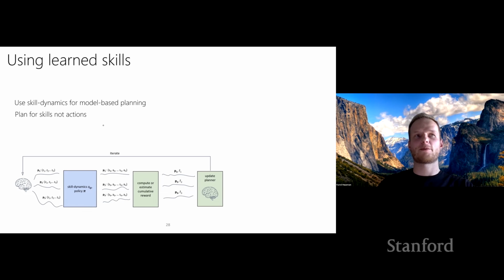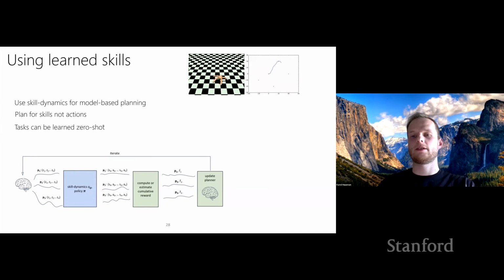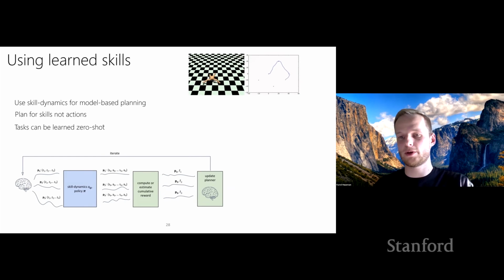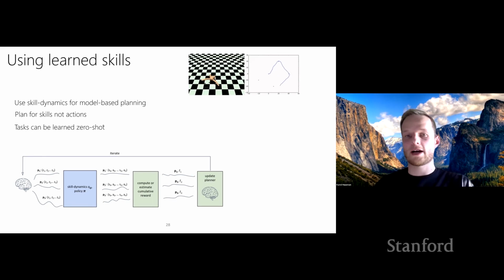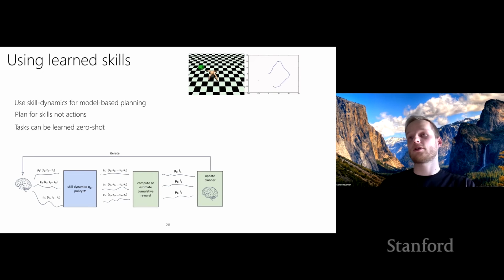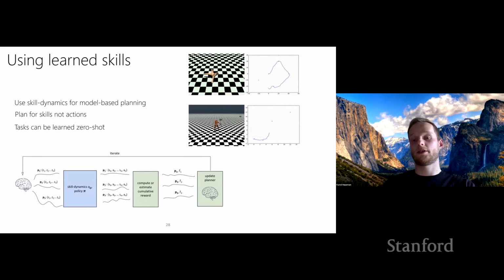All right, but here we are planning for skills rather than for actions, and that also means that our task can be learned zero-shot, so we don't need any additional data. The authors show some results indicating that that's possible. So the result that I showed before of an ant navigating to different points on that board actually comes from this paper, and it was learned without any additional data. And the same can be done for a humanoid as well.